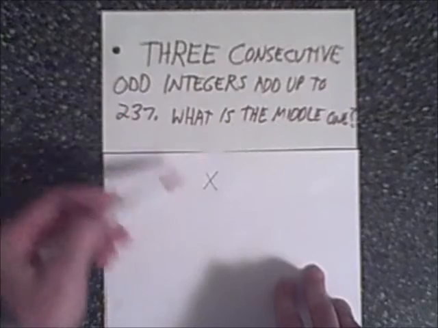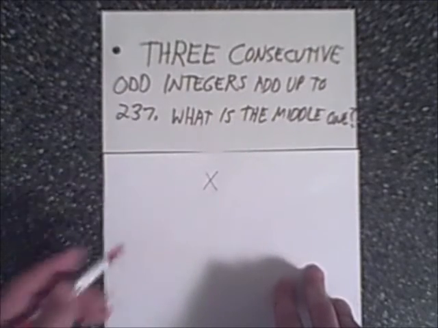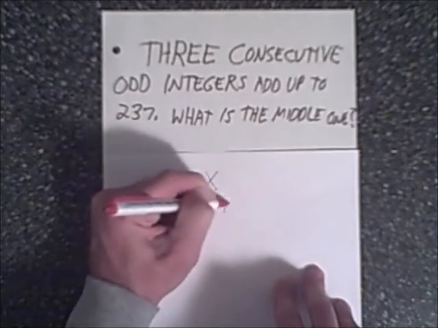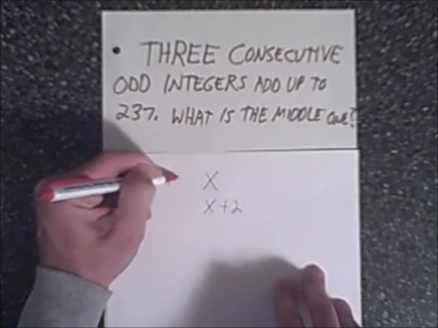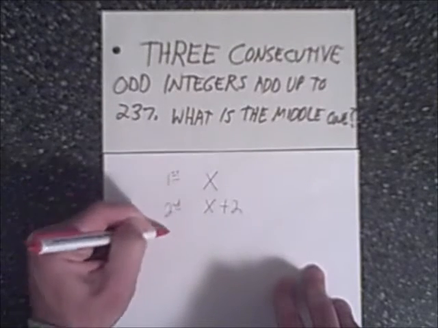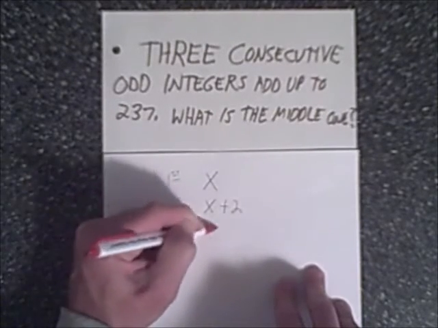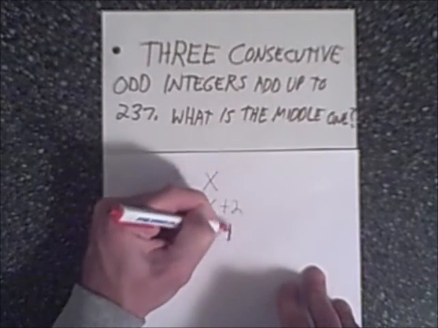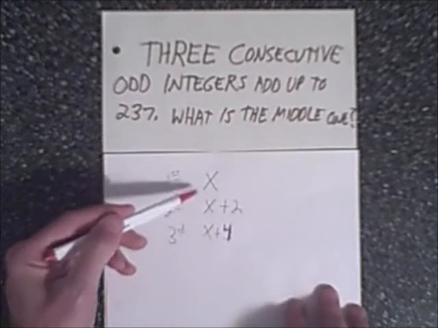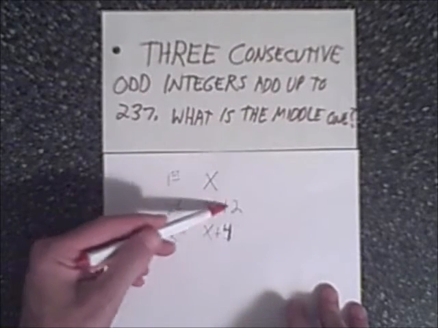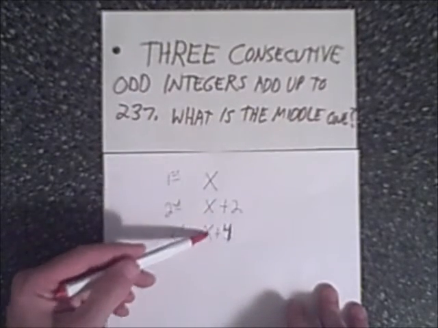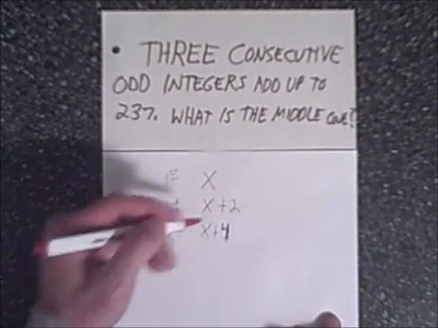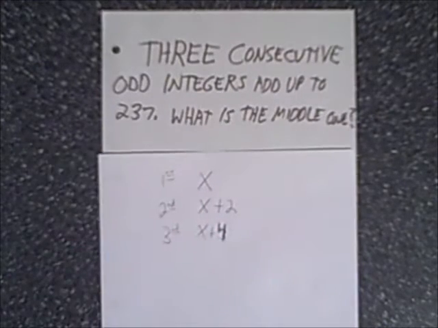So in this case, we're going to call our first one x, which means our second one has to be x plus 2. This is the first one. This is the second. And the third one would be x plus 4, right? So, I mean, you can even think to yourself, this is 7. This would be 7 plus 2, which is 9. 7 plus 4, which is 11. Okay, so these are our three integers.